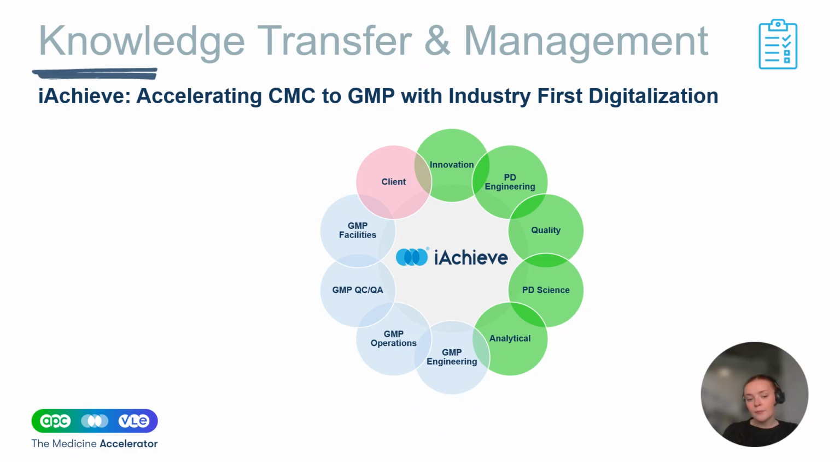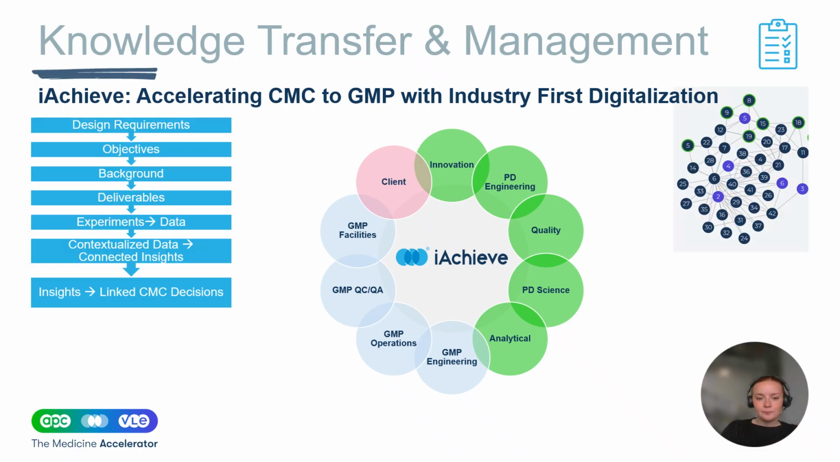So for example, in green there, you see we have our innovation team, our process development engineering, quality, scientists, analytical, and then we might also have our GMP engineering team, facilities team, ops team, QC and QA, and then we also have in pink our client. And what's really important for us is bringing everybody together under one roof and having one knowledge source or one knowledge platform, and that is iAchieve.